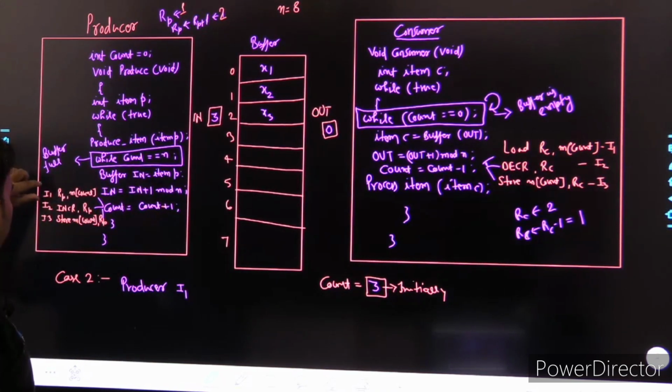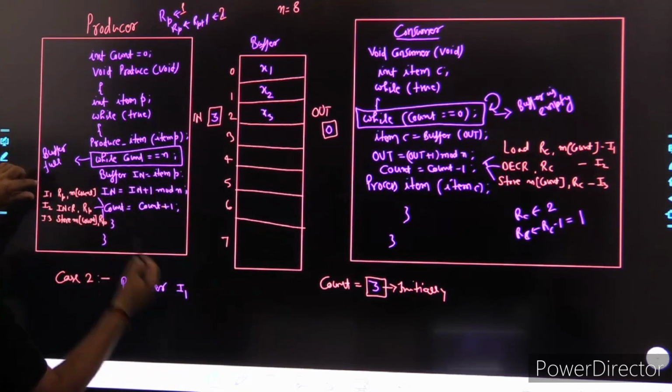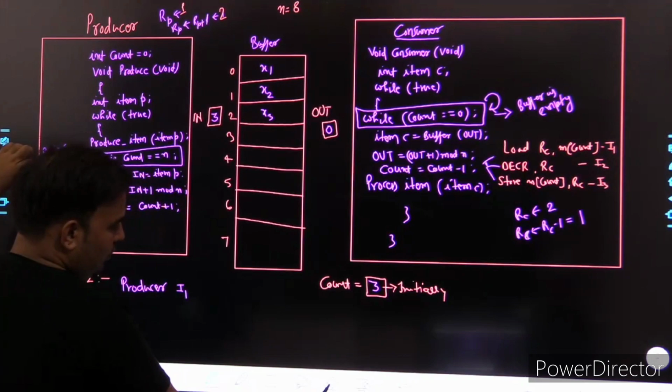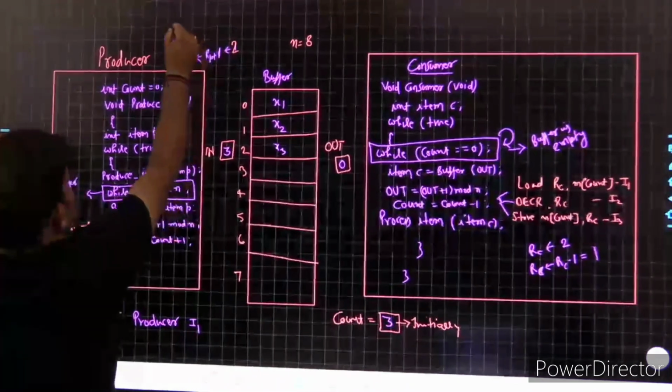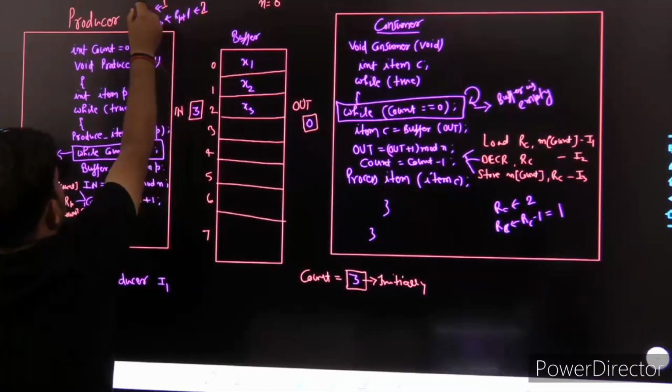So it will execute the instruction first. Whatever is in the count, it will put into RP. Whatever it has in the count, it will put into RP, my dear friends.